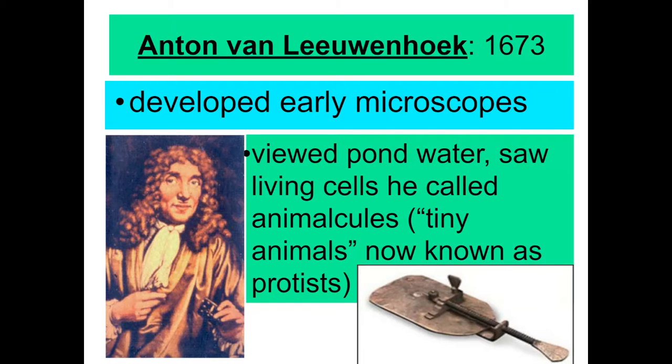pond water. And so he was able to view bacteria, which are very tiny, and protists, which are also very tiny. He called them animalcules, or tiny animals. And again, we now know these as protists. He was also able to see human sperm cells for the first time. And so he is credited with developing our microbiology field. So that's Anton von Leeuwenhoek, who developed an early microscope and helped create the microbiology field.